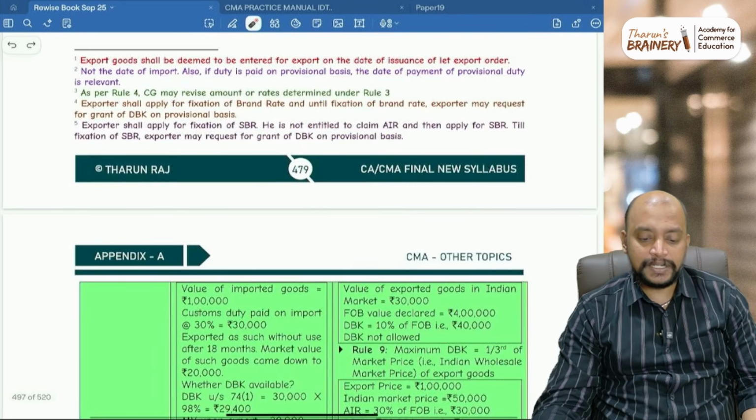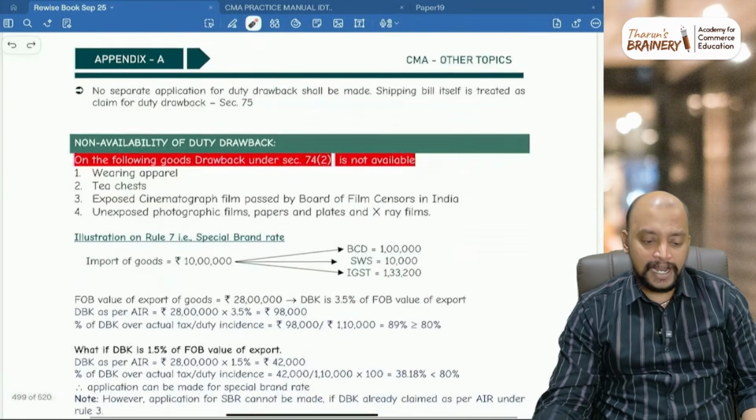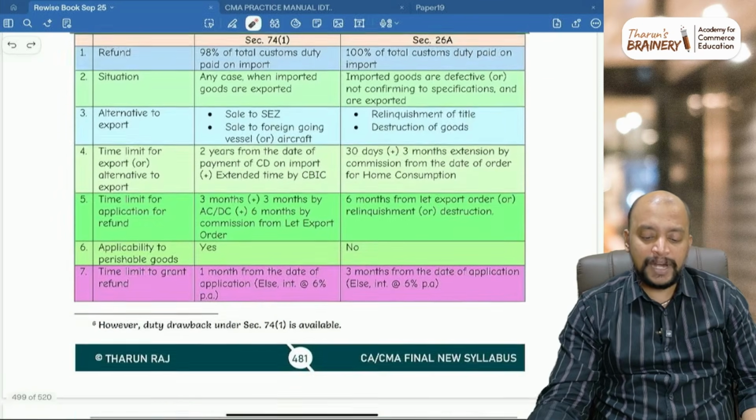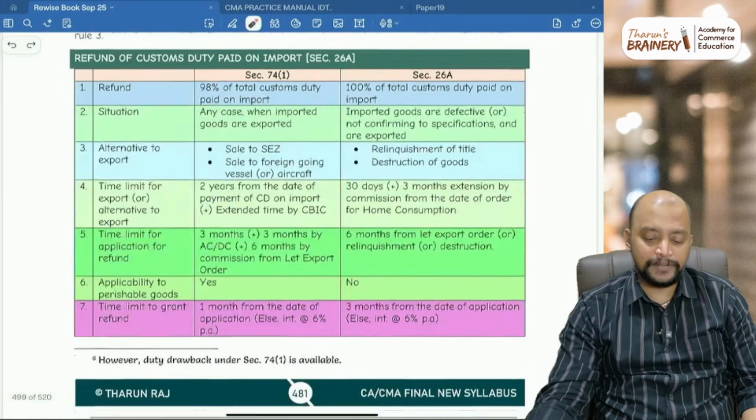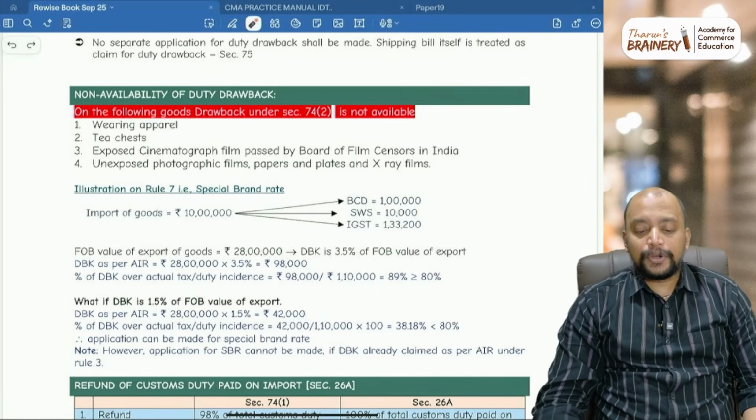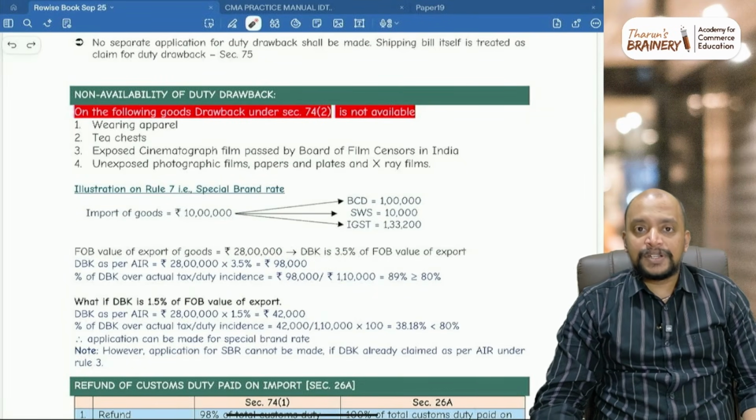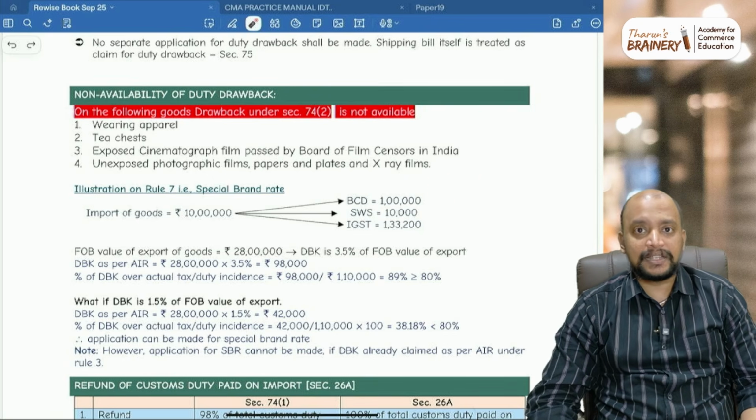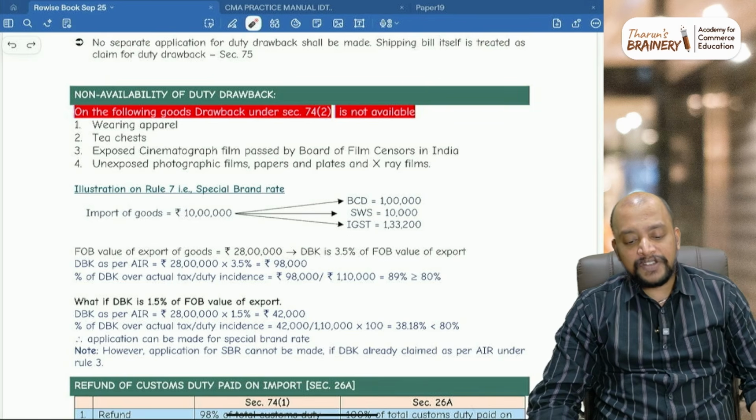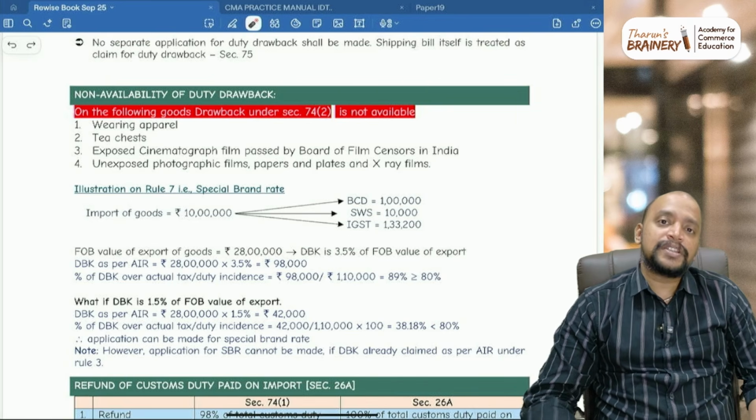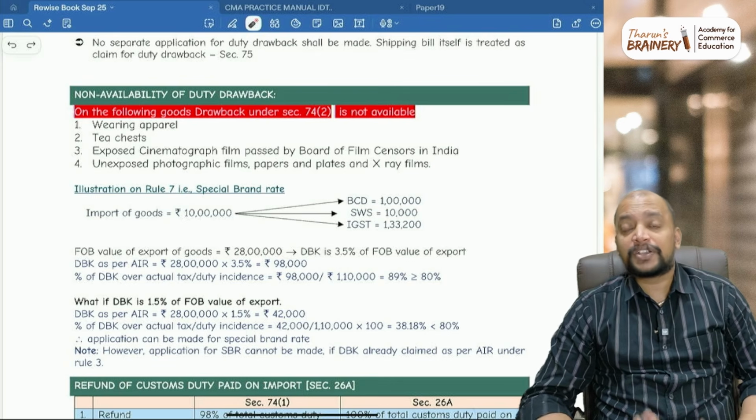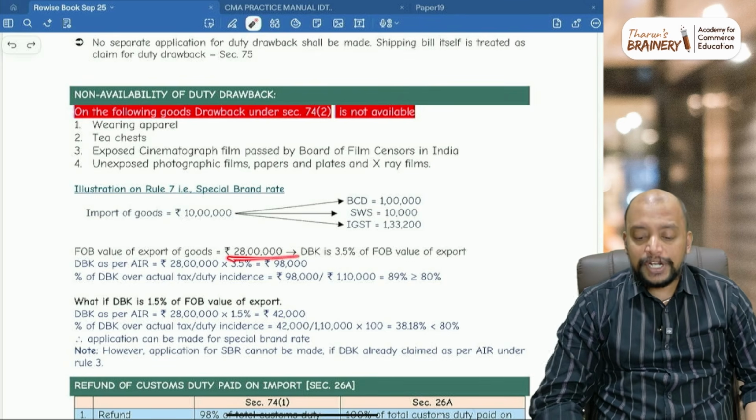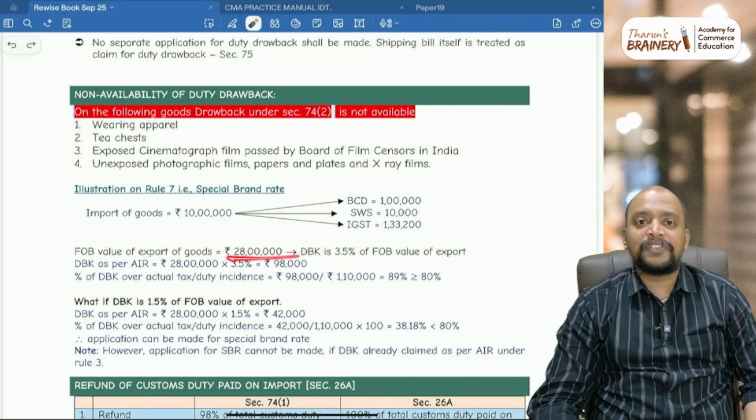That is with respect to this. And related to that, I gave one question. Say this: illustration on Rule 7, special brand rate, that is in page number 481. A person has imported goods and the imported value of those goods is 10 lakhs. Basic customs duty 1 lakh, social welfare surcharge 10,000, IGST 1 lakh 33,200. FOB value of export of goods 28 lakhs. So using this import, they have manufactured the goods and exported the finished goods, that is 28 lakhs. And the duty drawback rate is 3.5% of FOB value of export.